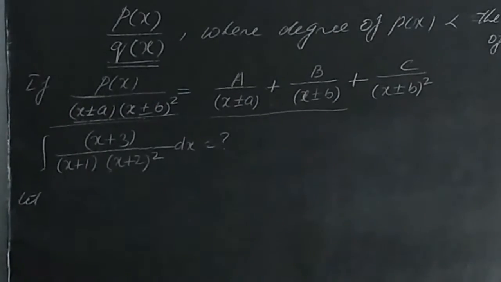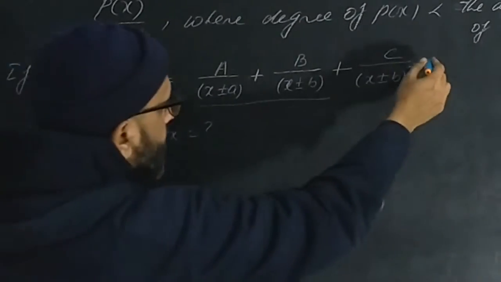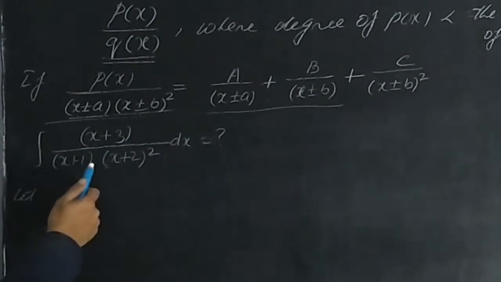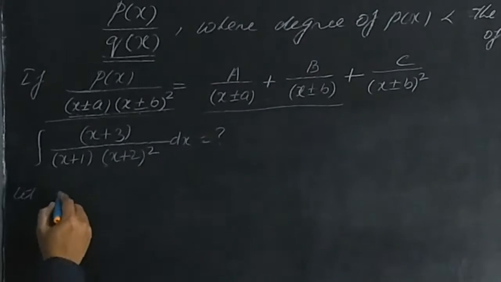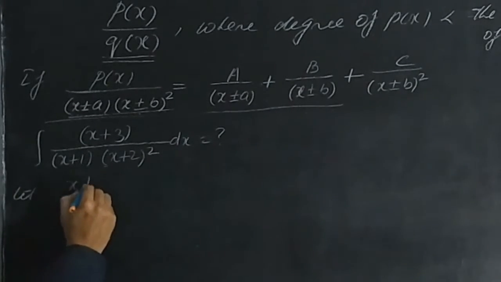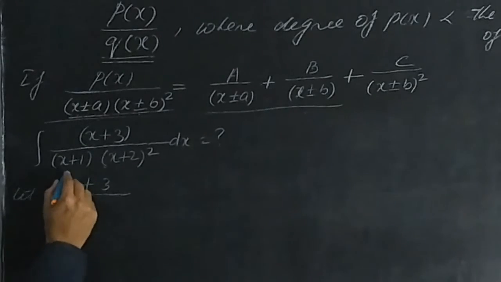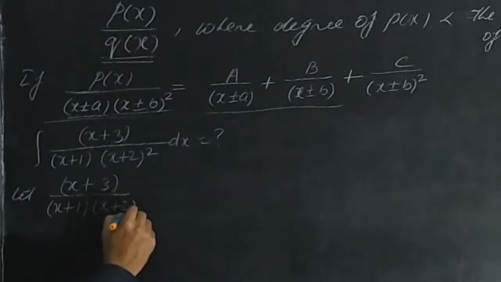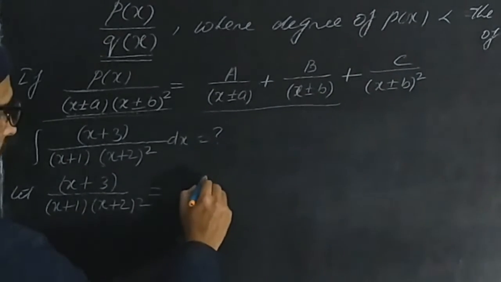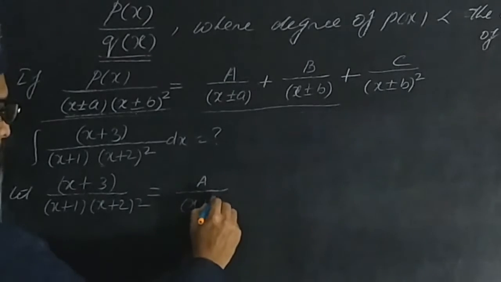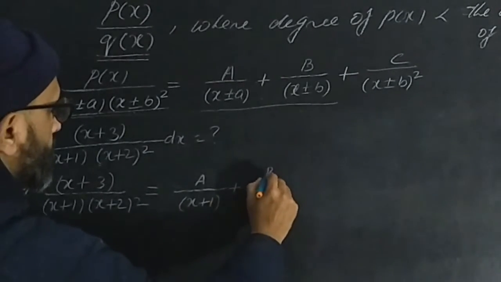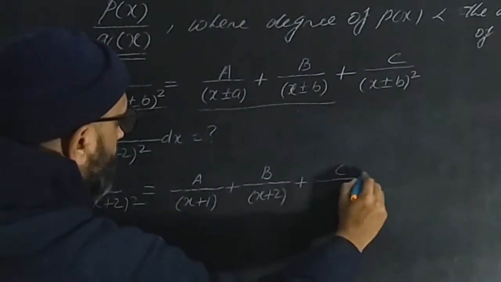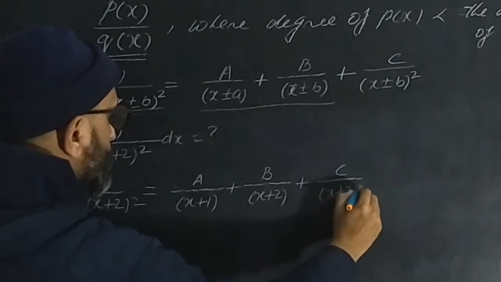And if the power is 3, we need to take one more term, d upon (x plus minus b) whole cube. So here is the case. We have to assume (x plus 3) upon (x plus 1) into (x plus 2) whole square is equal to a upon (x plus 1) plus b upon (x plus 2) plus c upon (x plus 2) whole square.